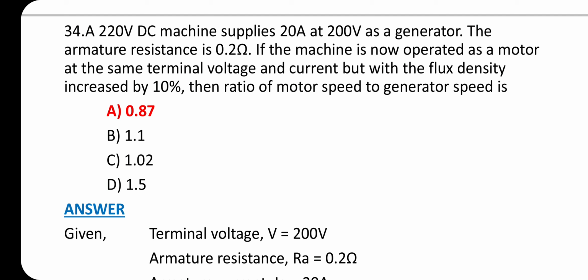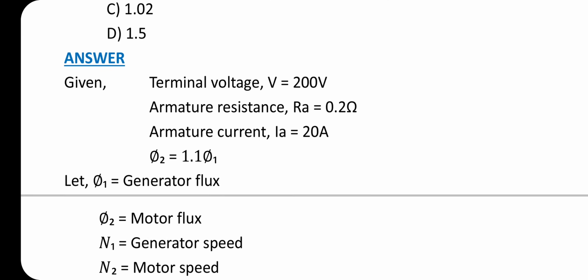Question number 34. A 220 volt DC machine supplies 20 ampere at 200 volt as a generator. The armature resistance is 0.2 ohm. If the machine is now operated as a motor at the same terminal voltage and current but with the flux density increased by 10%, then the ratio of motor speed to generator speed is: answer is option A, 0.87. Given terminal voltage V equals 200 volt, armature resistance Ra equals 0.2 ohm, armature current Ia equals 20 ampere. Phi2 equals 1.1 Phi1.